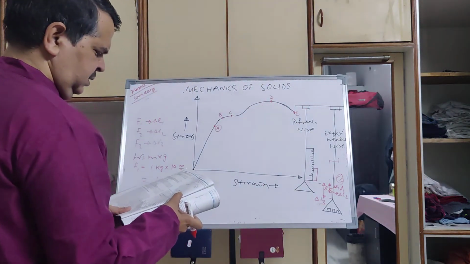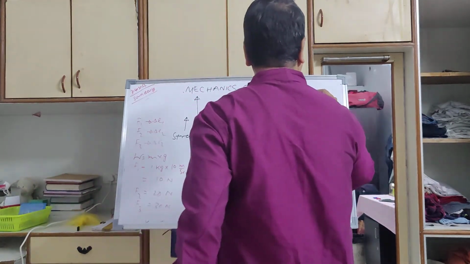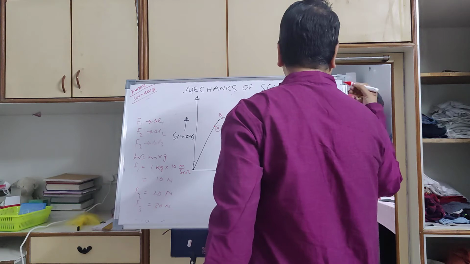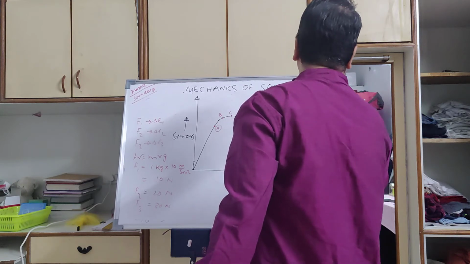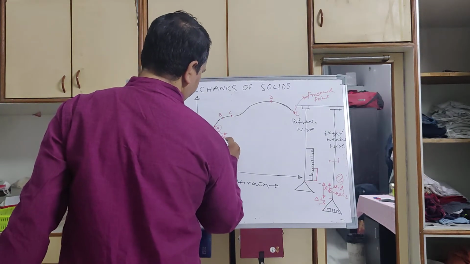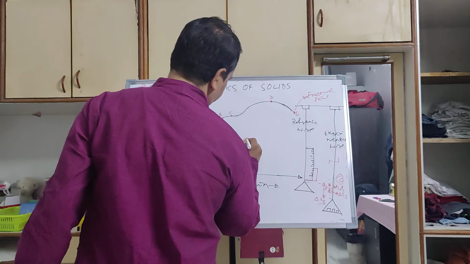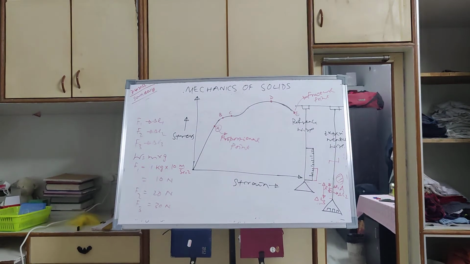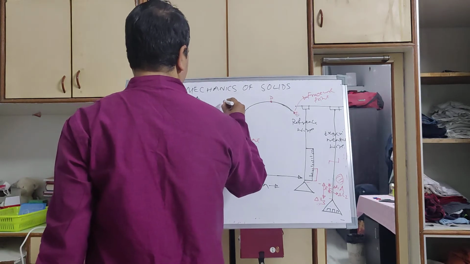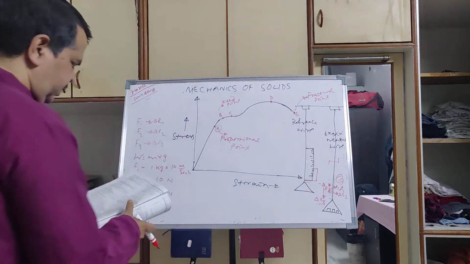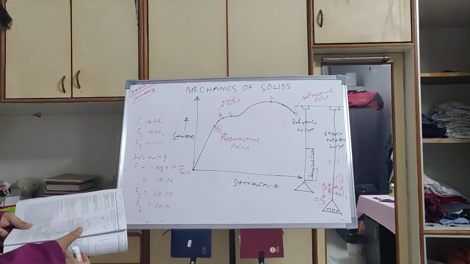This point E is otherwise called the fracture point. The wire will be fractured there. Point A is called the proportional point. Point B is called the yield point.